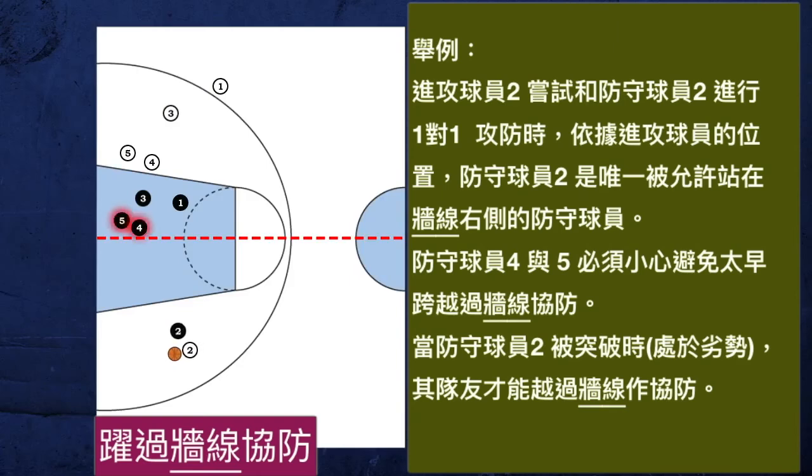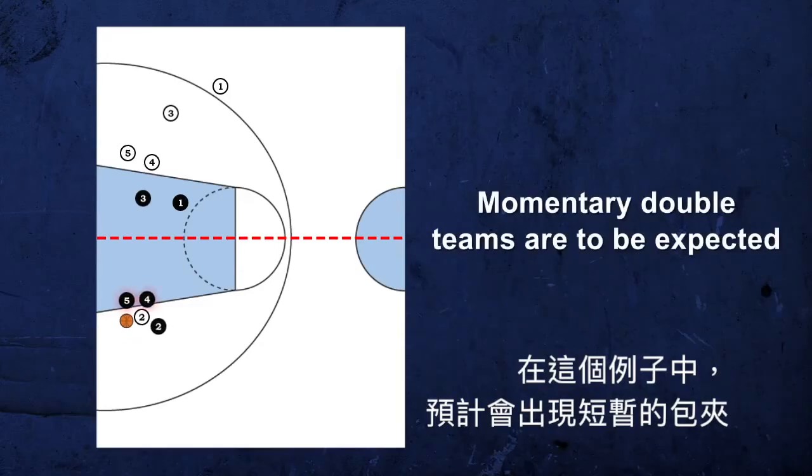Defensive players 4 and 5 must be careful not to step over the line of the wall to help until offensive player 2 has gained an offensive advantage. Once defensive player 2 has been placed in a disadvantage, his teammates can cross the wall to help. In situations like this, it is expected to see a momentary double team form as more than one defensive player will often respond with help defense.